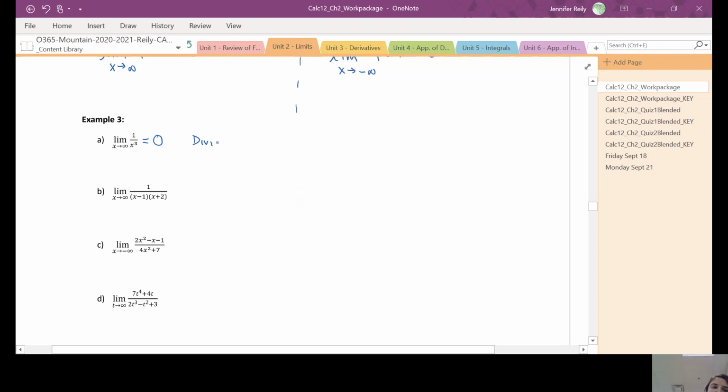So dividing by successively larger numbers gives smaller numbers that approach 0.